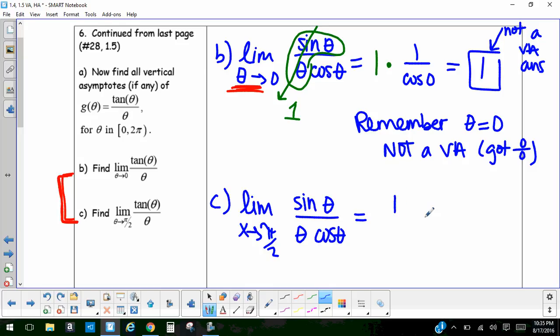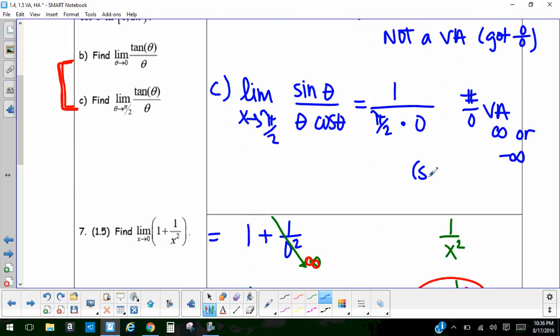Think through your unit circle. It's 1. Then when I plug in theta, that is pi over 2. And then cosine at pi over 2 is 0. So now I'm seeing a number over 0. That is a vertical asymptote case. That means infinity or negative infinity for my limit answer. And if you notice, this is confirming we already knew it was a VA. We saw it was a VA in part A when we did it, so this is just confirming.